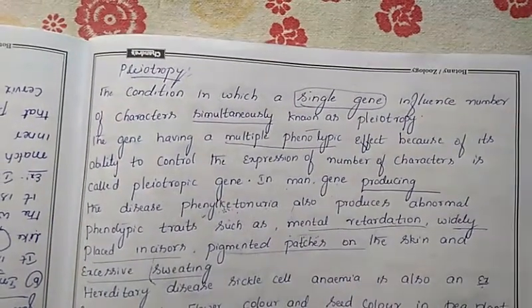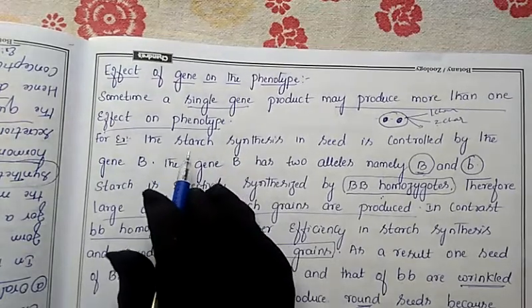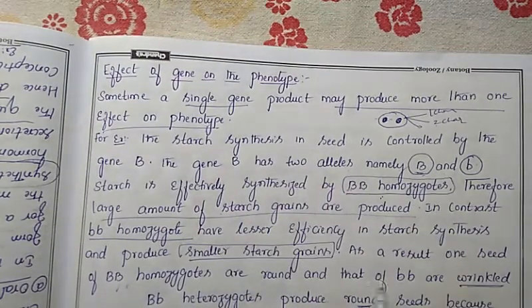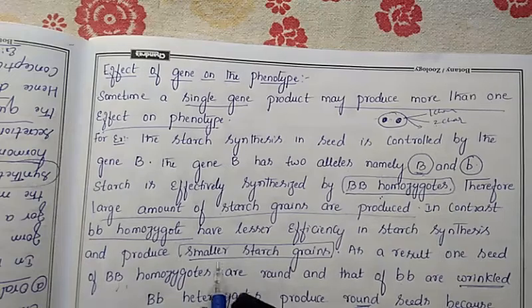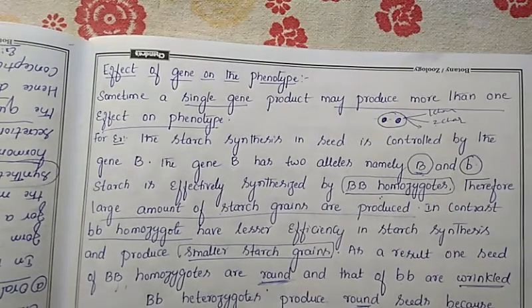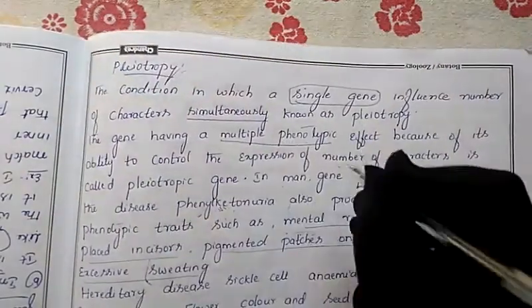That condition we are calling pleiotropy. That means here also we have discussed a similar manner. A single gene is performing the starch synthesis, and on another side, it is giving the round shape also. So a single gene is performing two different characters. That condition we are calling pleiotropy.